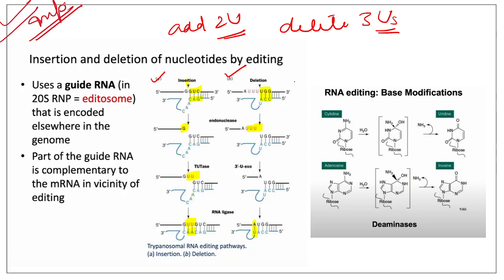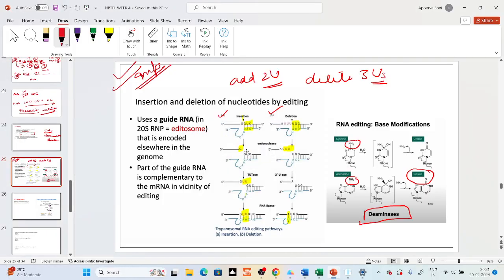Then comes your base modification. Deamination means what? Removal of the amino group. So the amino group can be removed from bases which have an amino group. Cytidine and adenosine, these two bases have an amino group in them. So you see cytidine, this is your amino group. When the amino group is removed, it gets converted into uridine. So cytosine is converted into uracil, or cytidine is converted into uridine. And you see adenosine, this is the amino group. When this amino group is removed, it becomes inosine. This happens with the help of the enzyme deaminase. So these are the two kinds of modifications that happen. First is insertion or deletion, and the second one is base modification.